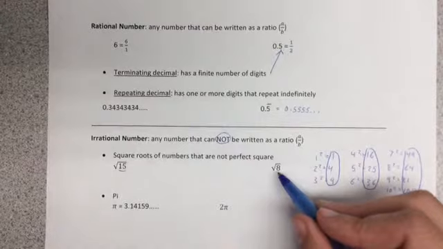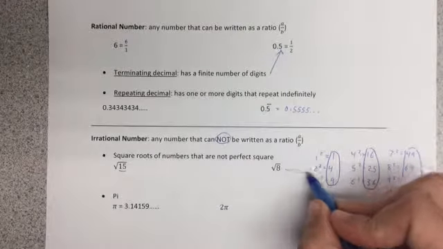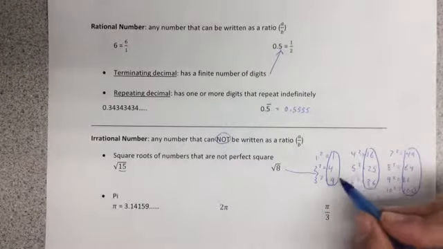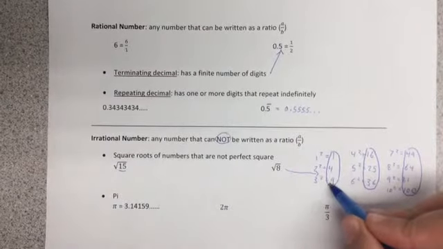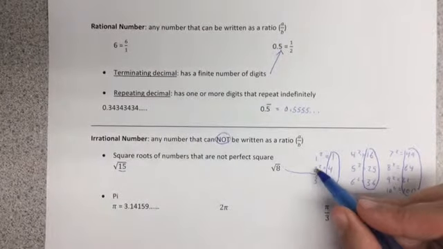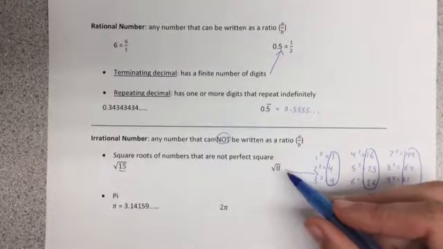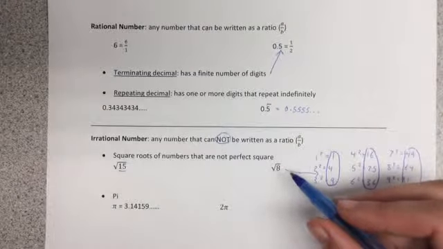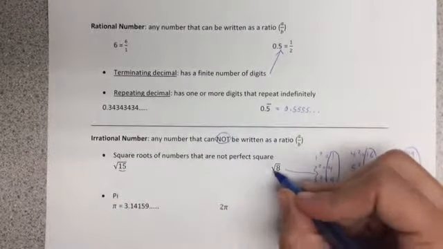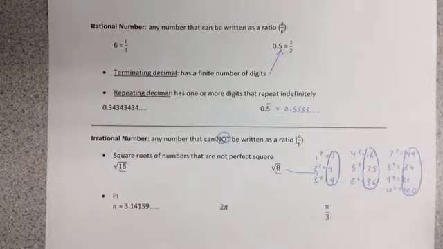Same thing with the square root of 8. You'll see that 8 is going to be somewhere between here. It's going to be between 4 and 9, probably closer to the 9, right? So this isn't an integer. It's going to be an irrational number. It's a decimal that will go on forever, not repeating. So that's also irrational because 8 is not a perfect square.